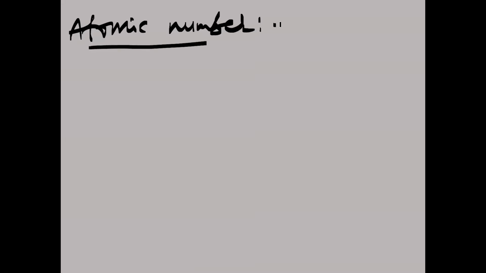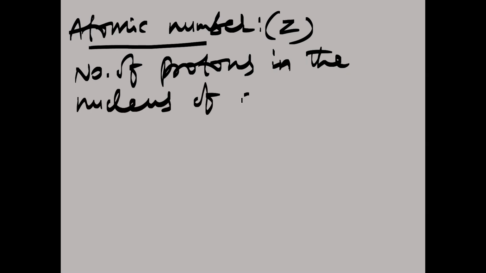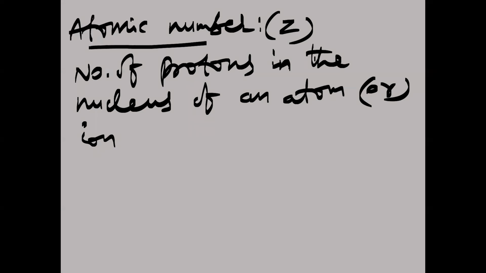Atomic number is given by Z. So what is atomic number here? Number of protons in the nucleus of an atom or ion. Number of protons in the nucleus of an atom or ion is called atomic number. It is one definition of atomic number. So atomic number is given by Z, right?